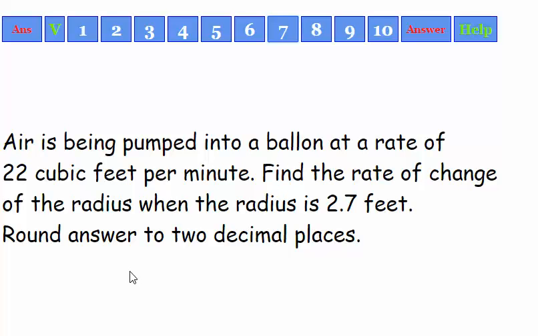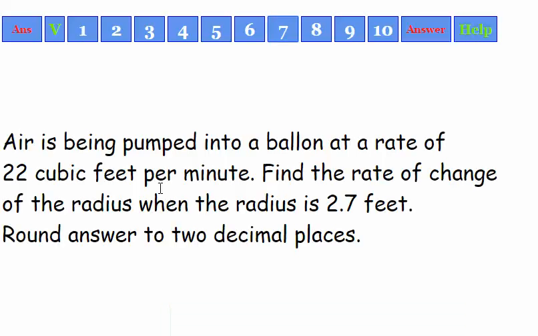Let's read this. Air is being pumped into a balloon at a rate of 22 cubic feet per second. So that's dV over dt. I've got to write these numbers down. 22. Find the rate of change of the radius. We're looking for dr over dt when the radius is 2.7 feet. Round your answer to 2 decimal places. Okay.